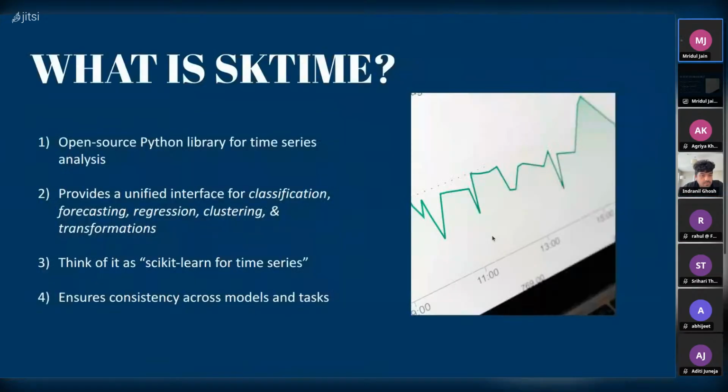Cool. So what is sktime? First of all, sktime is an open source package or library for time series analysis, right? It provides a unified interface for classification, forecasting, regression, clustering, and also transformations. So you can basically think of it as a scikit-learn for time series operations. So its modularity and its API design are all compatible with scikit-learn. And then lastly, it ensures consistency across models and tasks.